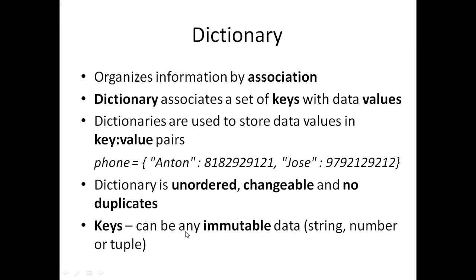Then keys. Keys can be any immutable data item. It can be a string, it can be a number, meaning an integer value, or it can be a tuple also. It can be any immutable data item which cannot be changed. So the key should be an immutable data item which cannot be changed. Data value can be anything. It can be a string or any type of data item. Here we are storing only phone numbers.